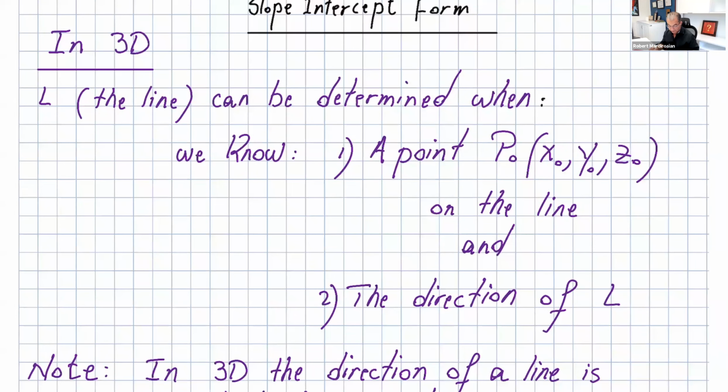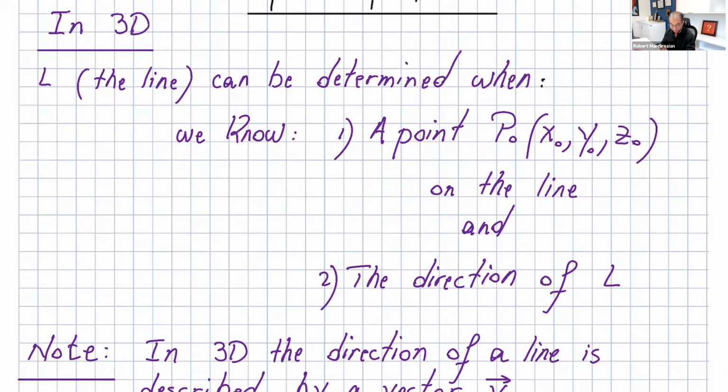In order to find the equation of a line in R3, let's call L the line. We can find the equation when we have a couple of pieces of information. One is a point on the line, and since we're in 3D, I call that x0, y0, z0. That's on the line, and the other is the direction of the line L. So let's see what that one is.